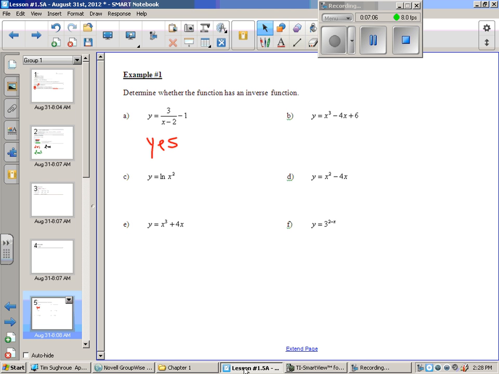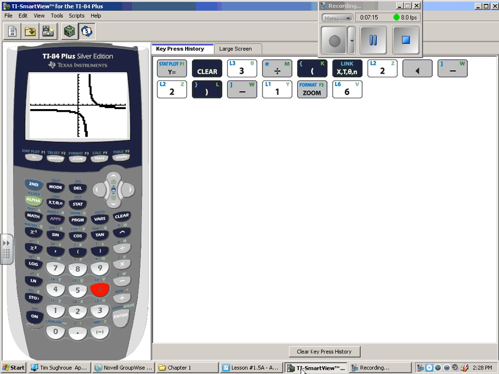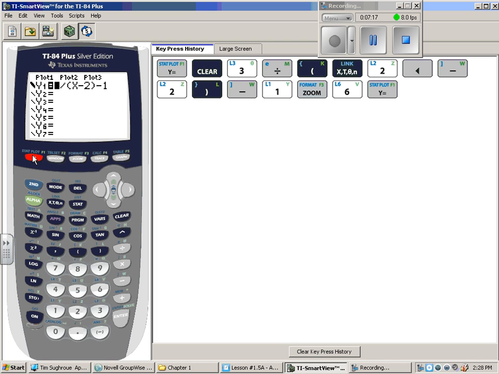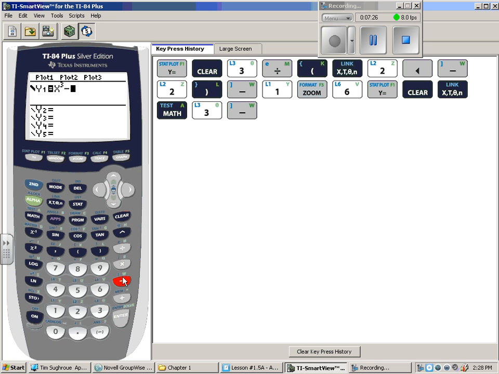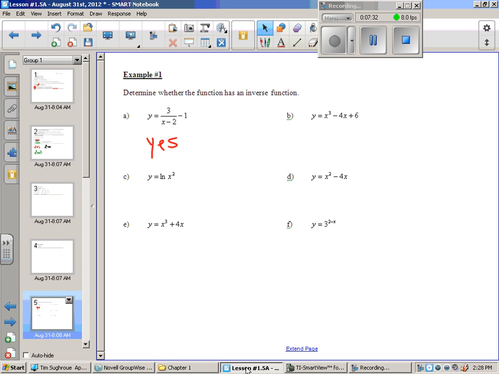We come back to this one, x cubed minus 4x plus 6. Cubic functions are hard. Sometimes they're one-to-one, sometimes they're not. If they turn over, they're not one-to-one. So let's go back and look at x cubed minus 4x plus 6. X, math 3 for x cubed. I think that's the best way to do it. Minus 4x plus 6.